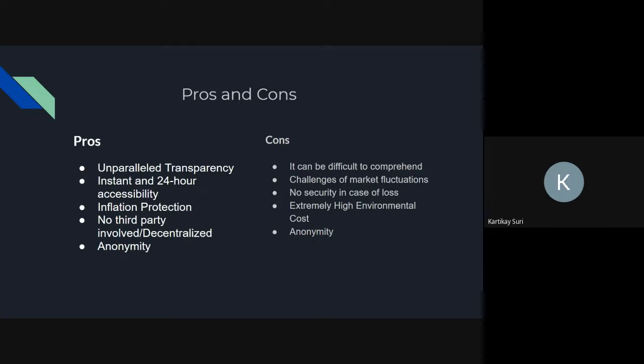Thanks to blockchain and decentralization, the intermediaries are eliminated, and this works with a node-to-node or peer-to-peer network system. Finally, we have anonymity. I'll be coming back to this anonymity part later on, since you can see this is covered in both pros and cons, because it has both aspects.